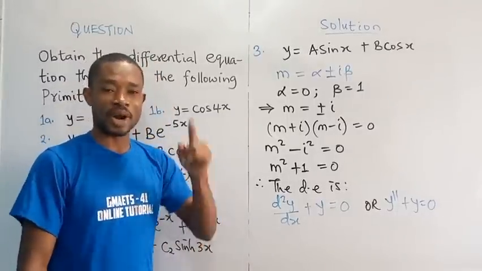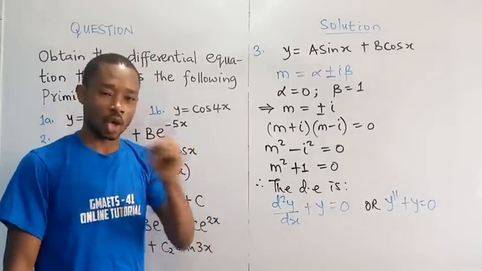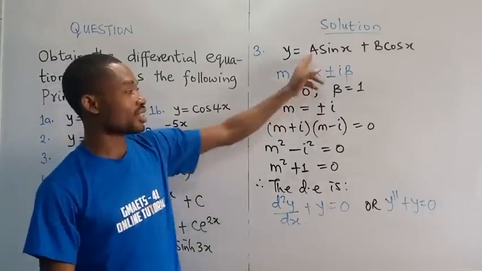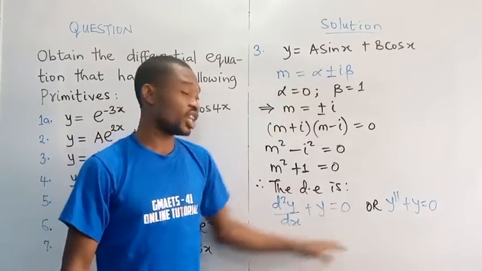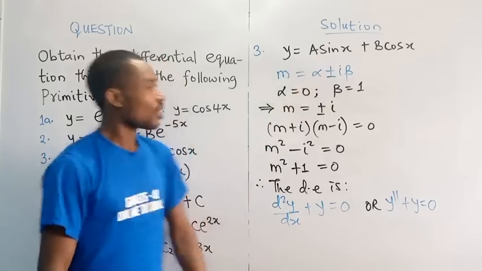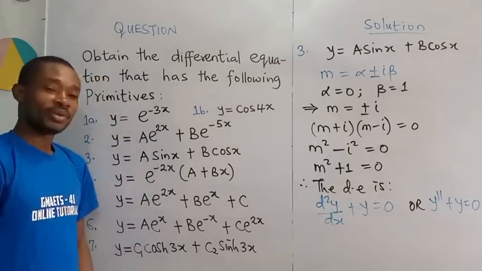It's going to be open bracket capital D squared plus 1, close your bracket, y equal to 0. This is the differential equation that has this solution. If you are to solve this differential equation, for instance, this is the answer you are going to get. We are moving on.